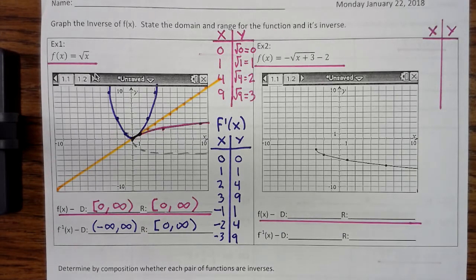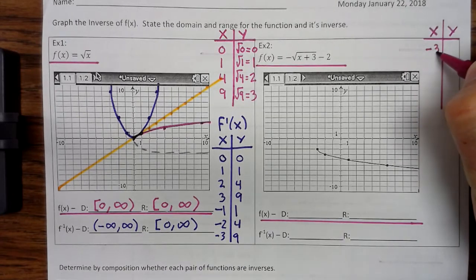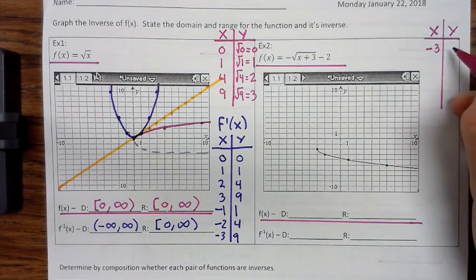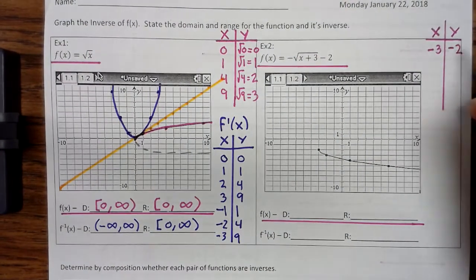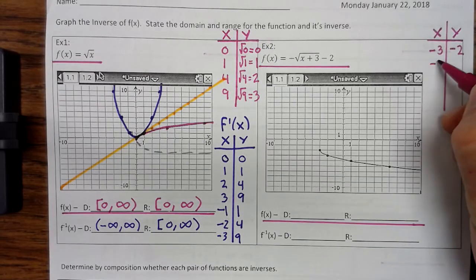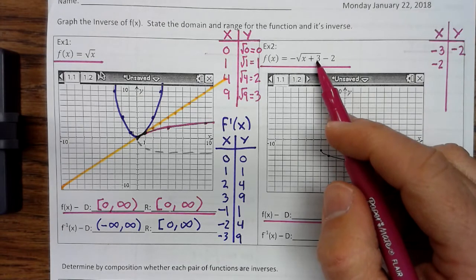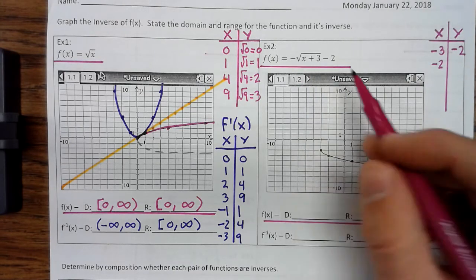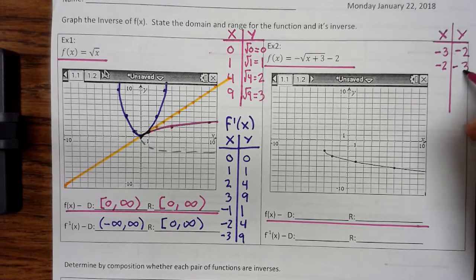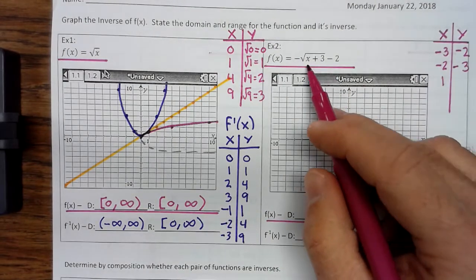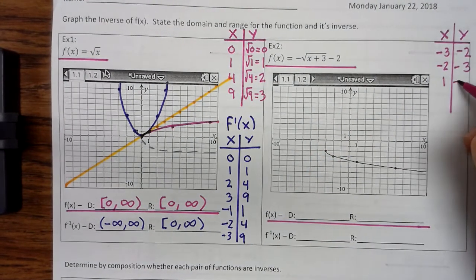So you want to be selective when picking points. I'm going to start off with -3 because I know -3 plus 3 is 0. Okay, and so that would be 0, and then your y value is -2. And then I'm going to pick -2 for x because I know -2 plus 3 is 1. So that's square root of 1 is 1, and that's -1 minus 2 is -3. And then I'm going to use the next point as 1 because I know 1 plus 3 is 4. So square root of 4 is 2. So that's -2 minus 2 is -4.